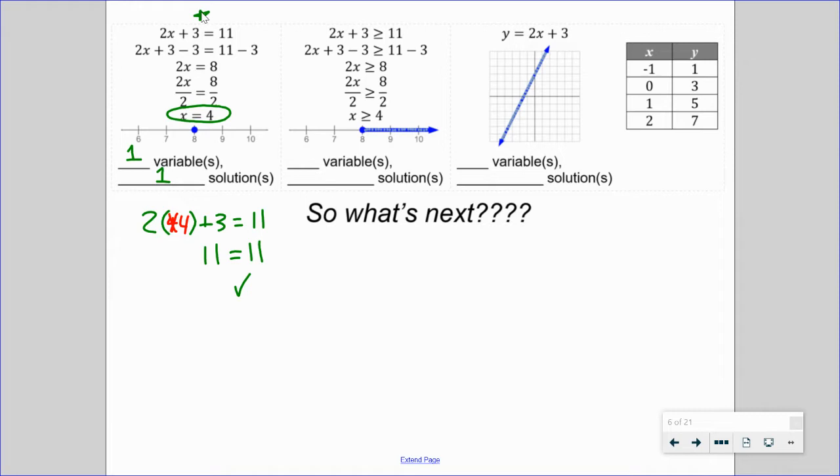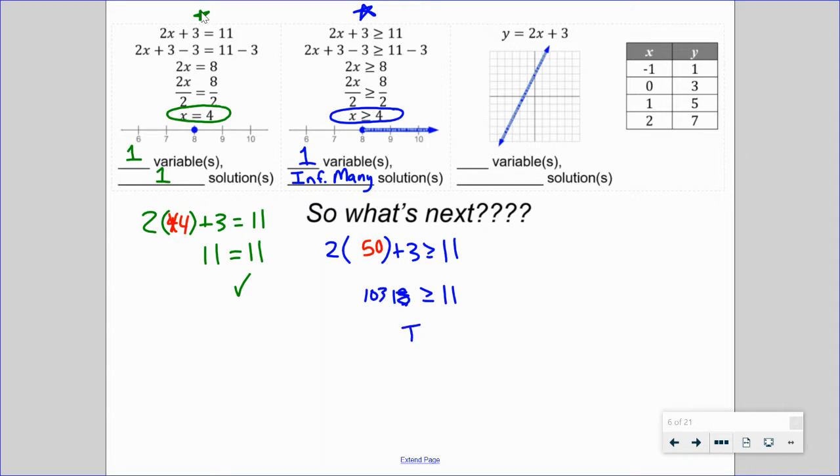On the other hand, look what happens now when you go to an inequality. There's still only one variable, I only see an x. But when we solve this, the statement says any number that is 4 or larger will be true. Now there are infinitely many solutions that would make this statement true. If I substitute a number in, 4 would work, but let's try 5. 2 times 5 is 10. 10 plus 3 is 13, which of course is true. What if we tried 50? 2 times 50 is 100. 100 plus 3 would be 103. And it's still true. In fact, there are so many numbers that would work.